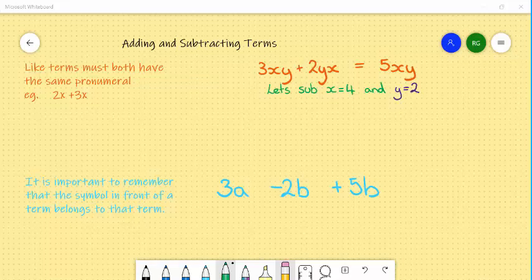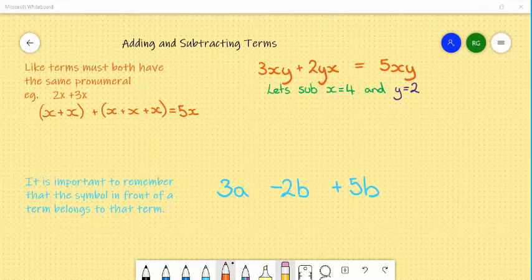For example, in orange on the left hand side of the screen, we have 2x plus 3x. What that is saying is we have 2 lots of x plus another 3 lots of x. If we have 2 lots of x and 3 lots of x, in total we're going to have 5 lots of x's. This is because they are like terms. We have a total of 5.